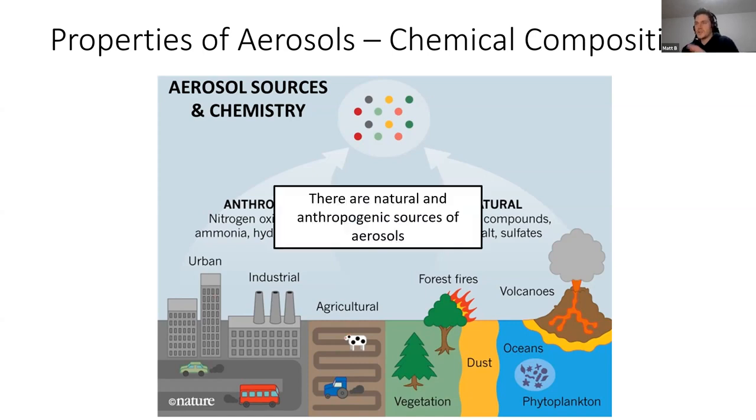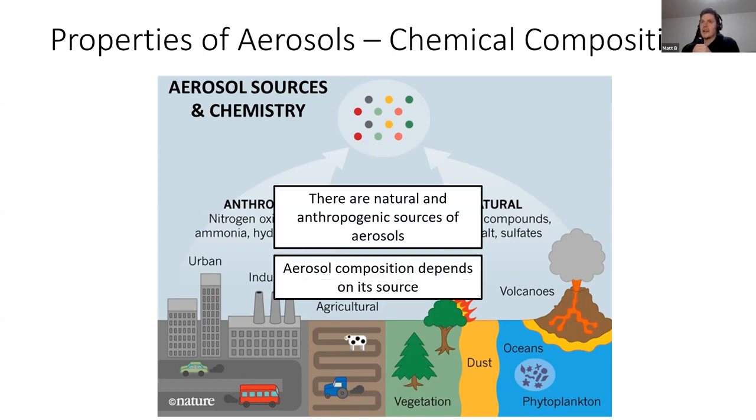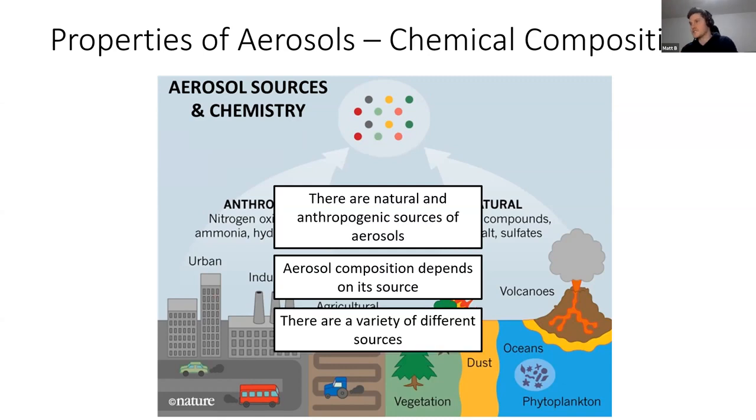So just really what I want you to take away from this is that there are natural and anthropogenic sources. This is important. And then the composition depends on the source. And then there's a variety of different sources. You don't have to memorize anything about any of these specific sources or any of the chemical composition to understand the rest of this talk.